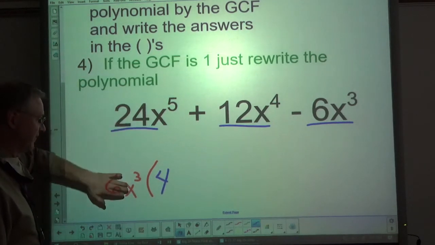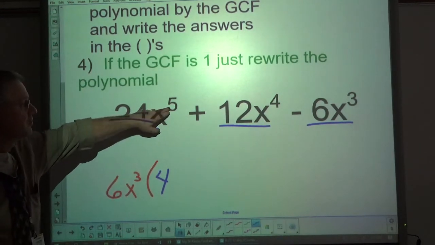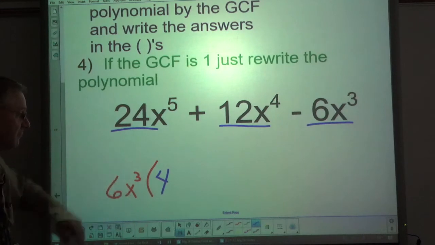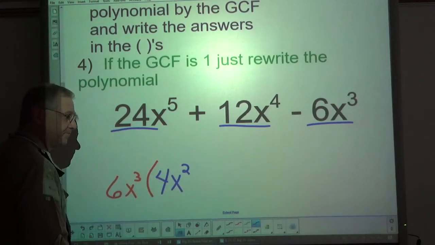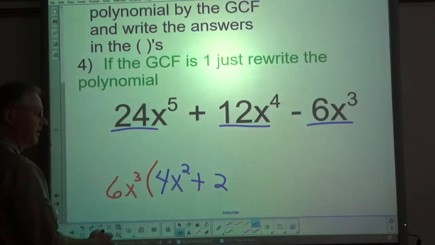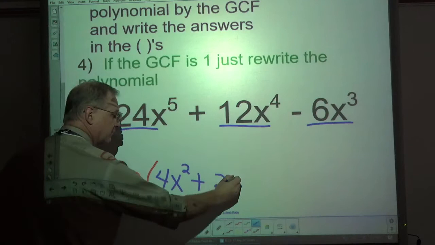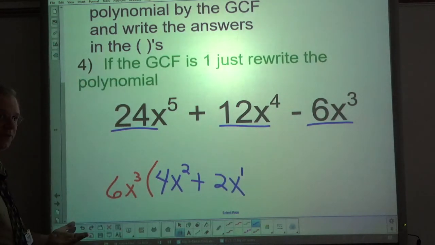X to the fifth divided by x to the third. Remember, when you're dividing variables to a power, they have to be the same variable to do the division, and they're both x. So you subtract big minus small exponent, and that gives you x to the second. 12 divided by 6 is 2. X to the 4 divided by x to the 3 is x to the first. You don't have to write the 1.